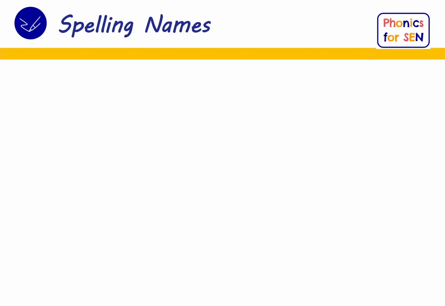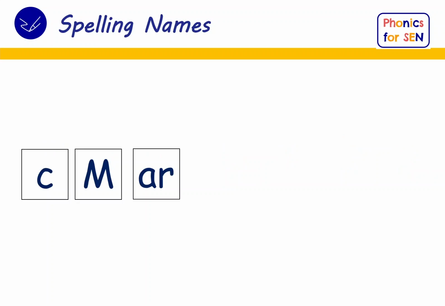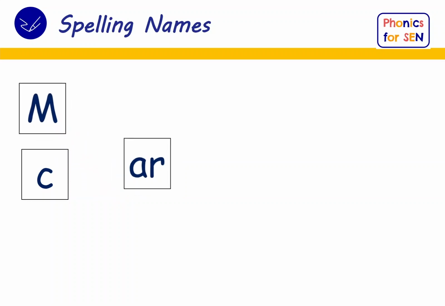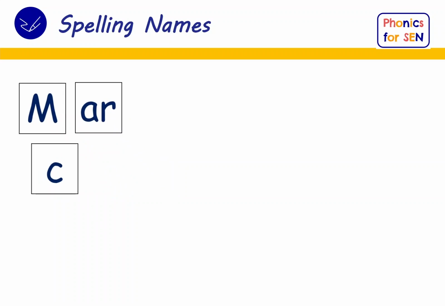Another way to practice spelling is using cards, each with a sound spelling on. You can mix them up and ask the pupil to sort them into the correct order. The child says the sound at the same time as putting the sound spelling card in the right place. Mark.